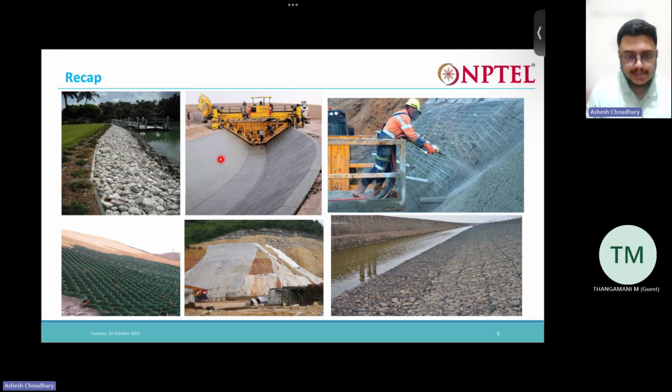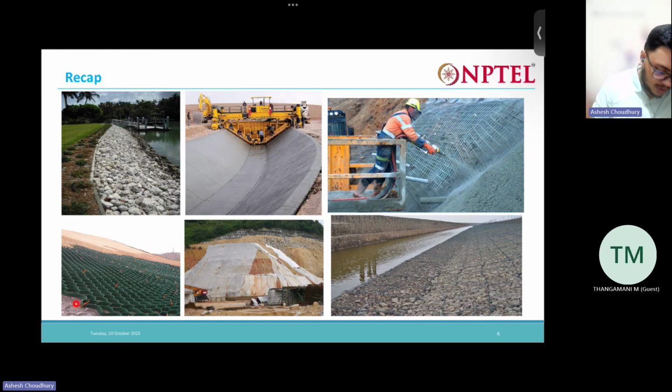Then in the second image, you can see the concrete lining, right? We are lining this canal with concrete so that the canal remains protected. Then we have gunniting. Here we have a slope, and high pressure guns are used to spray concrete over the slope so that the concrete goes and holds the soil in place. That is nothing but gunniting. Then here we have geocells. These geocells are used over slopes.